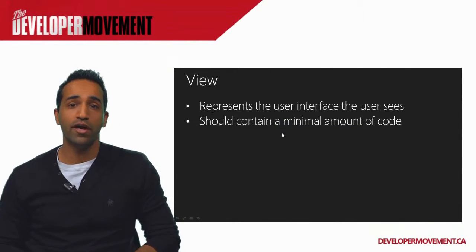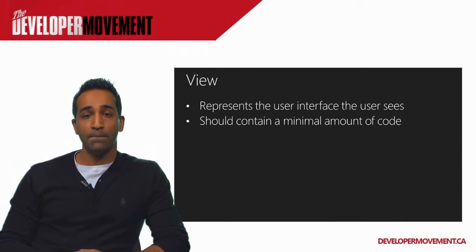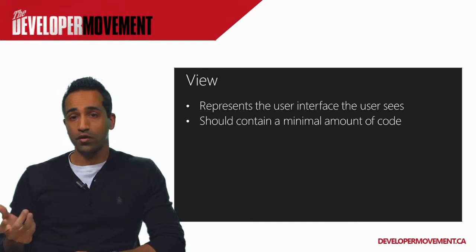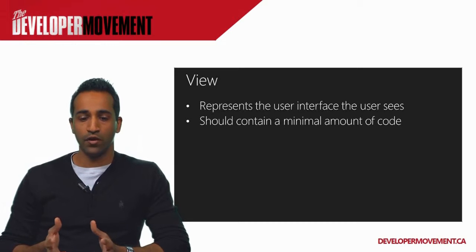So the view. Well, the view, you guys have probably guessed by now, this is all the UI, user interface code that we have. But the goal of the view in MVVM is to have no code. You'll need to have a small bit of code to hook up the view model to the view, but really we don't want anything else in our view.